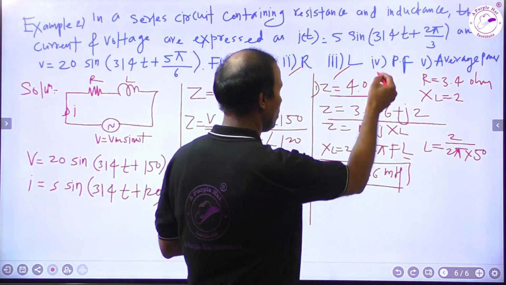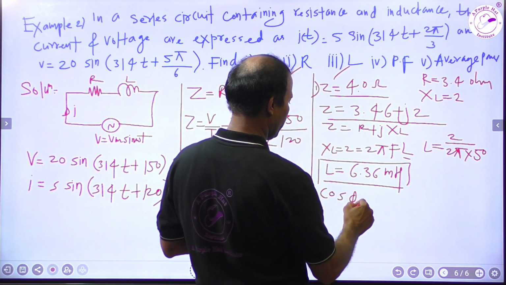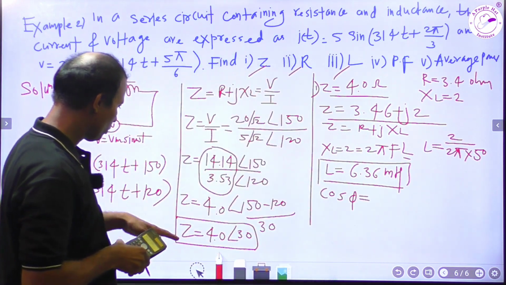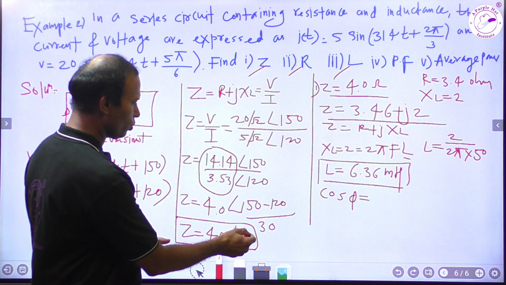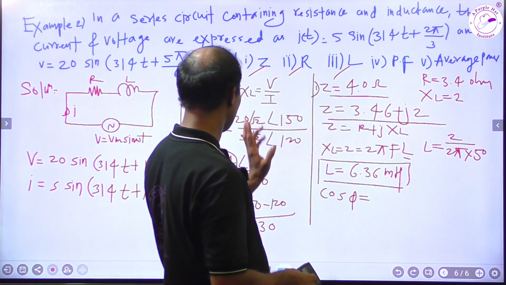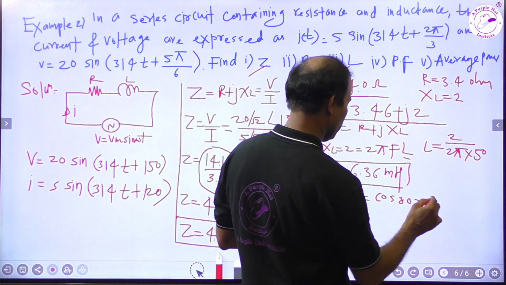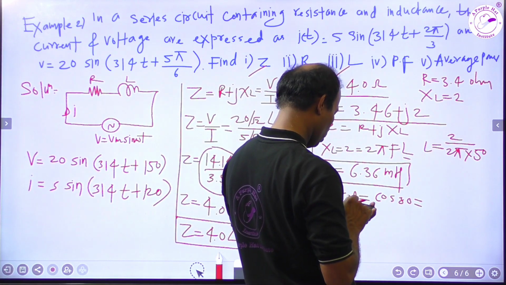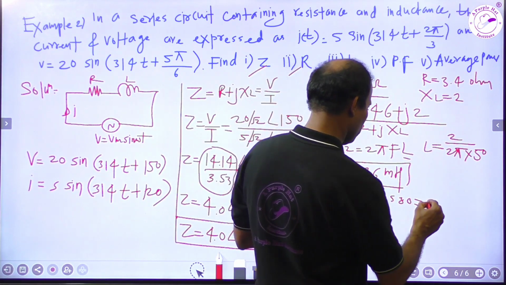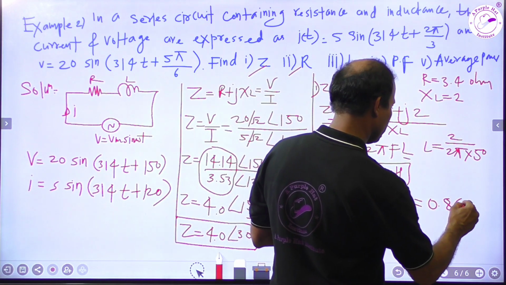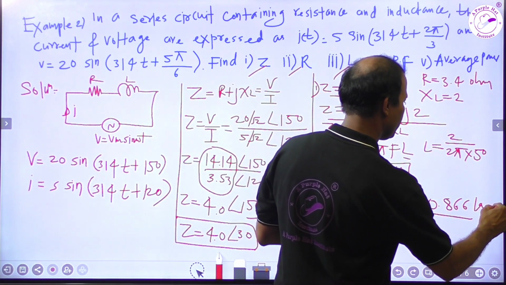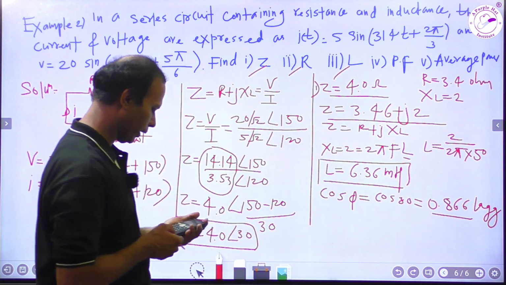Now power factor, cos of phi generally we have. This is, you can take phi is equal to 30, or current angle also you can take. So phi is equal to 30. So cos 30 is equal to 0.866 lagging. Circuit is inductive, mention direct lagging power factor.